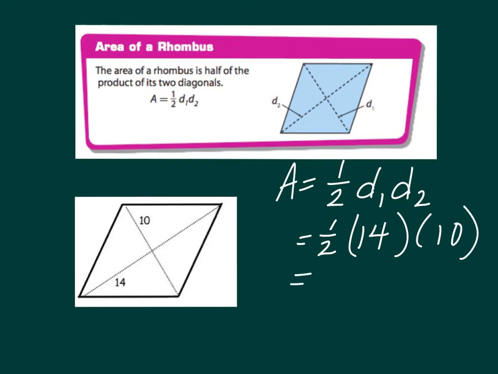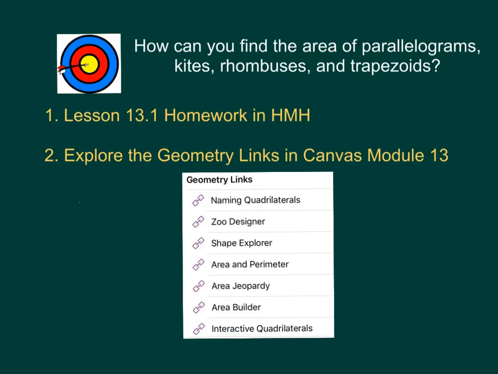I'm just going to multiply straight across. So 1/2 times 14, I'm going to do that part first. That just means 1/2 of 14, which is 7. And then I have to multiply by 10. So my final answer is 70, and there's no label on my numbers, so I would just call this 70 units squared.